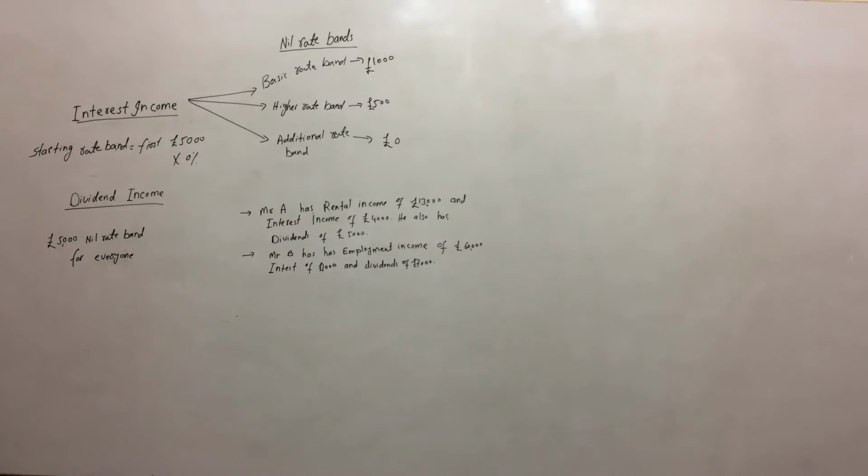I will just read out the question so that you can write it in your notebook as well, if you cannot understand my writing. Please make sure you write it down and try to solve these questions. We will do it together anyway, but try to solve on your own. Mr. A has rental income of £13,000 and interest income of £4,000. He also has dividends of £5,000. So that is our first question.